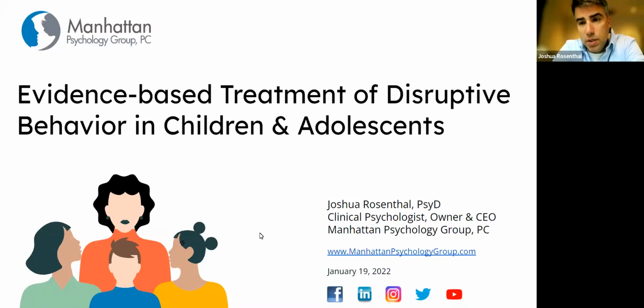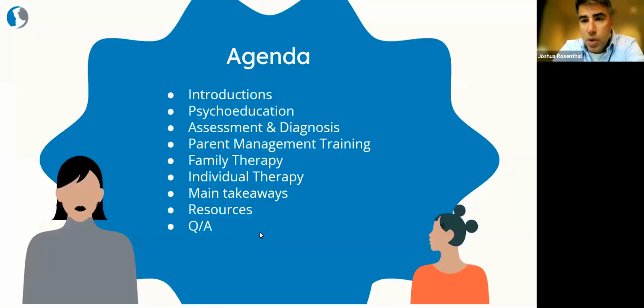We're recording this, so you don't have to worry about memorizing any of the slides. I'm going to do some psychoeducation about oppositional defiant disorder. We're going to talk about assessment and diagnosis. Talk a lot about parent management training, which is sort of key to working with kids with ODD. Some family therapy options, some individual therapy options, and then some main takeaways, talk about resources, and then we'll have time for a Q&A.